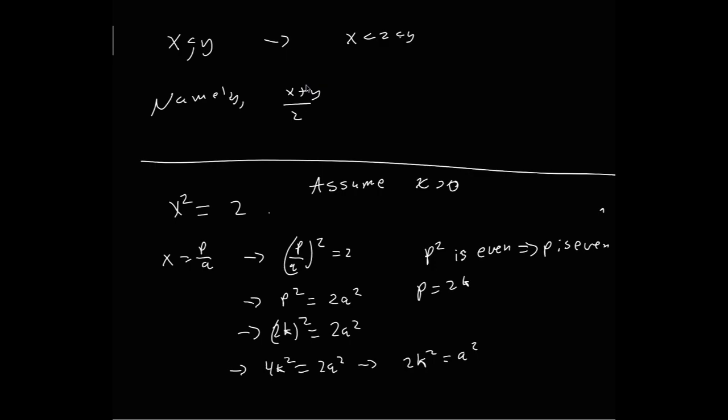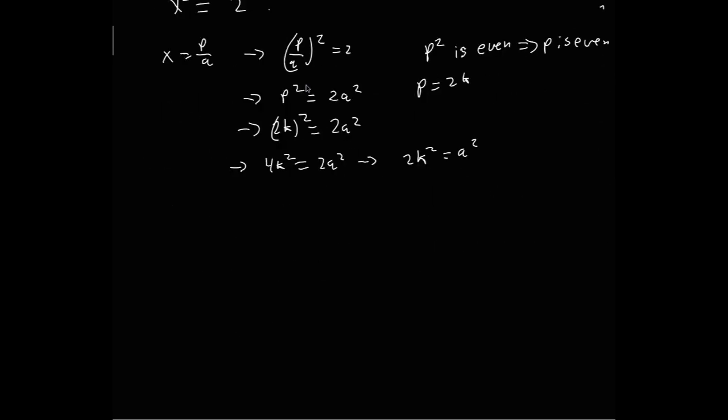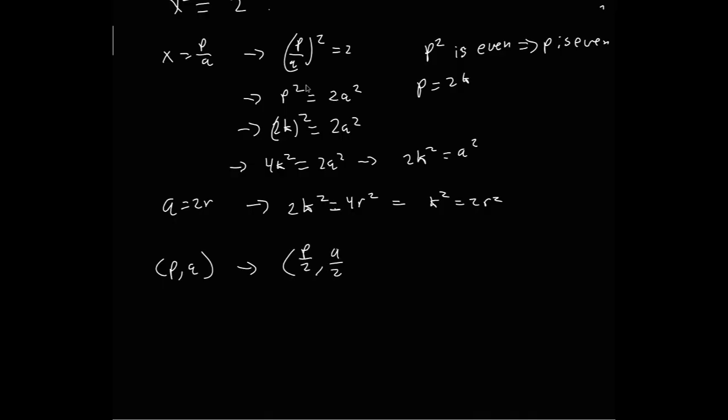So we can do the same thing here. Clearly q is even, right? So that's q equals 2r. And then 2k squared is equal to 4r squared, or that k squared is equal to 2r squared. So notice that if p, q is a solution, then k, r is a solution. But what is k, r? k, r is p over 2, q over 2. And so on. So notice we have this infinite descent, right?